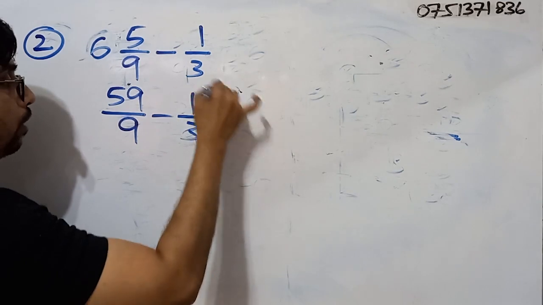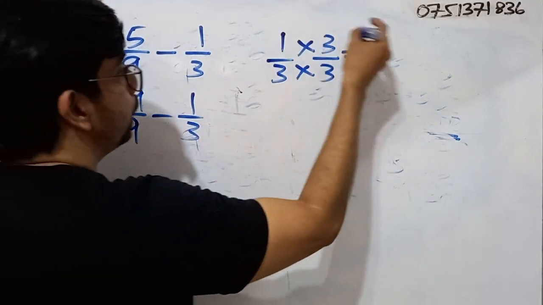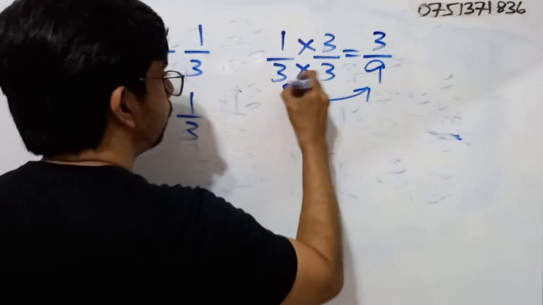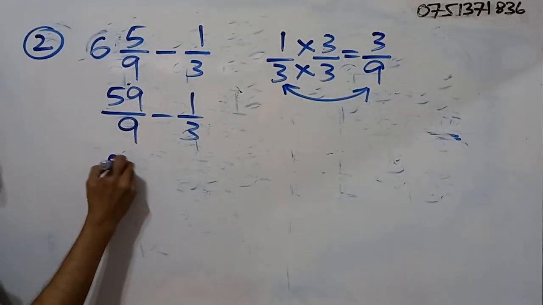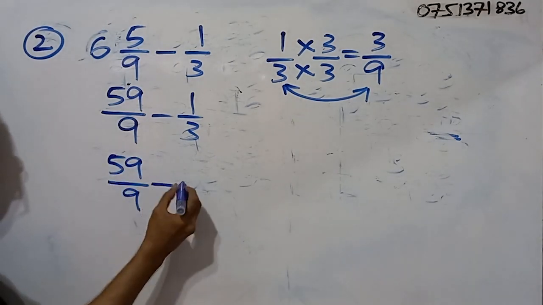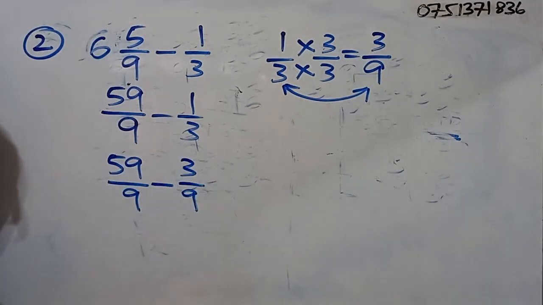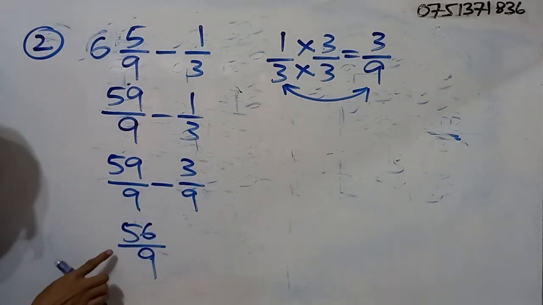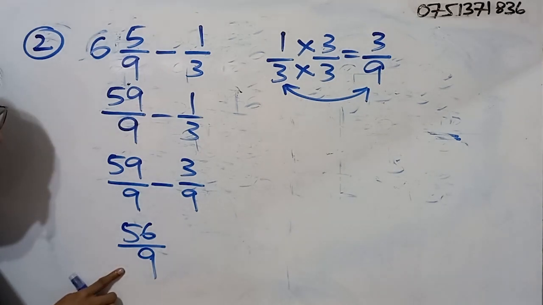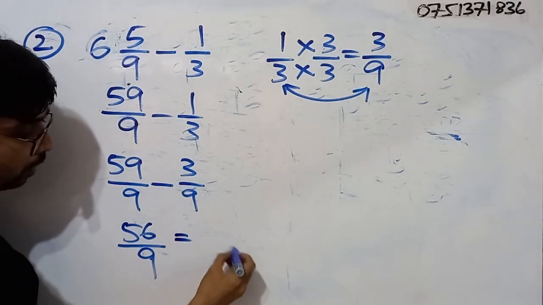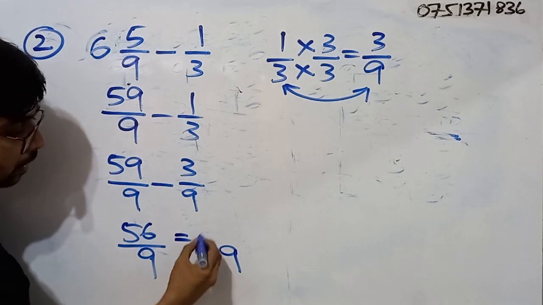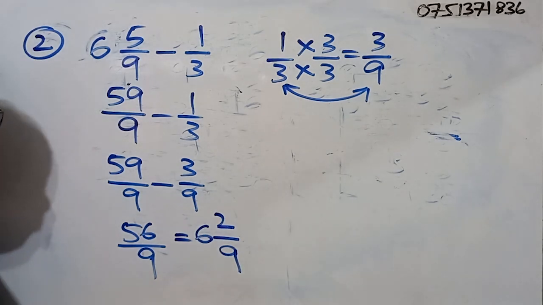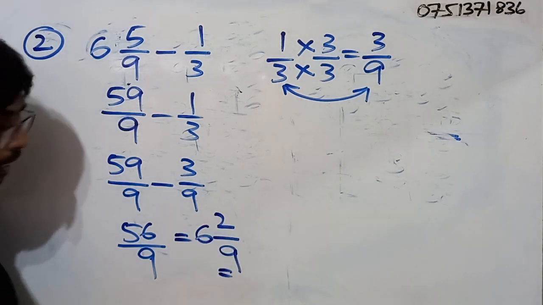So only we have to convert 1 by 3. So here 1 into 3, that is 3. 3 into 3, that is 9. Now these two fractions are what? Equivalent fractions. So 59 by 9 minus 3 by 9. So here what do we get? 56 by 9. Just as before, we have to convert this into what? A mixed number. So 9 times 6, that is 54. Add another 2 to go to 56. So 6 and 2 by 9.